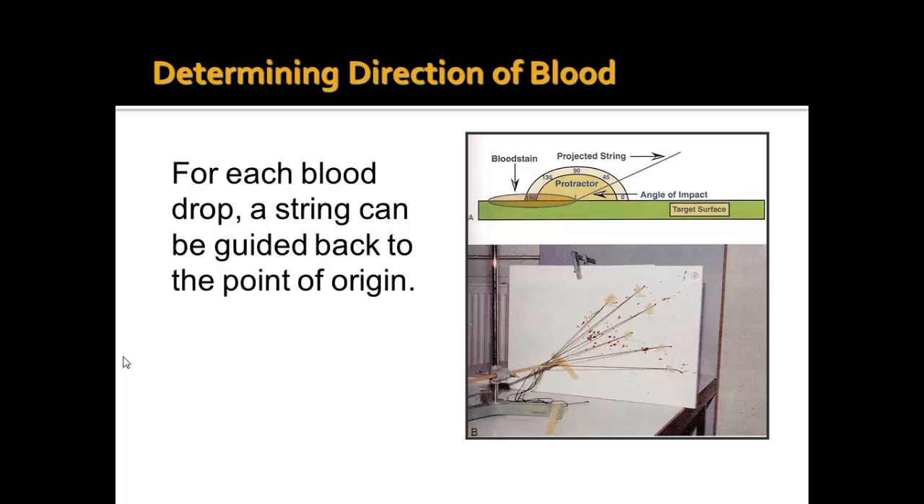Another thing we can do after we figure out those angles is something called stringing. And you probably have seen this on TV shows before, where they take strings and line them up from each of the blood drops, and it all converges on one spot, and that's called the point of origin.